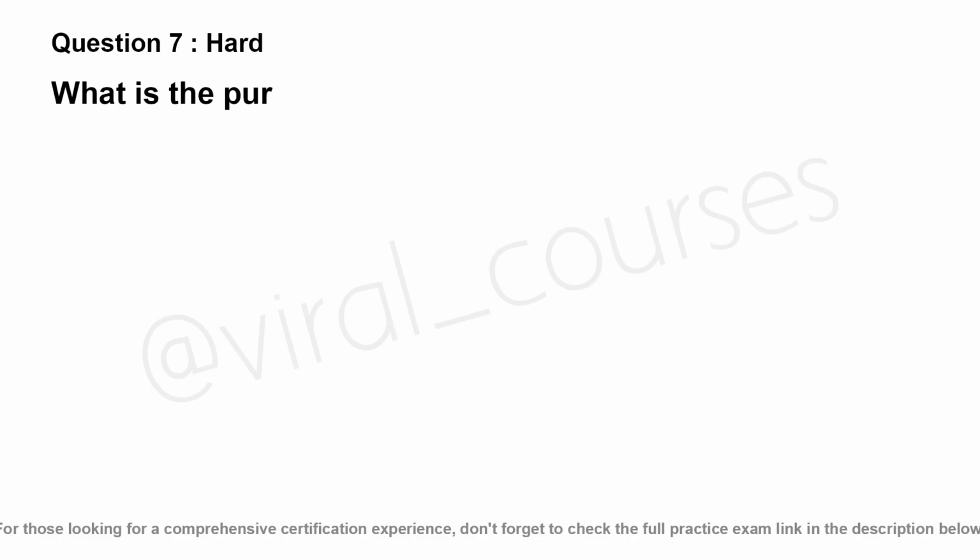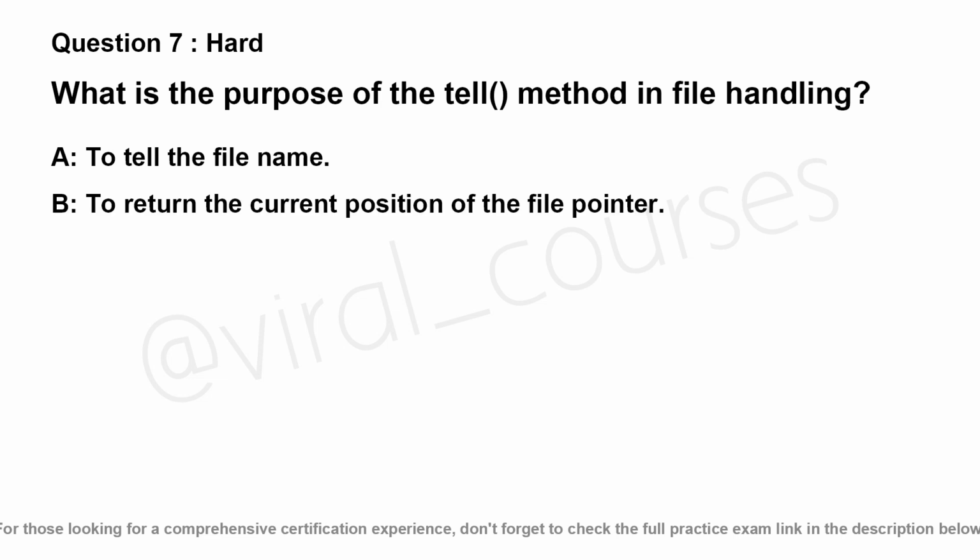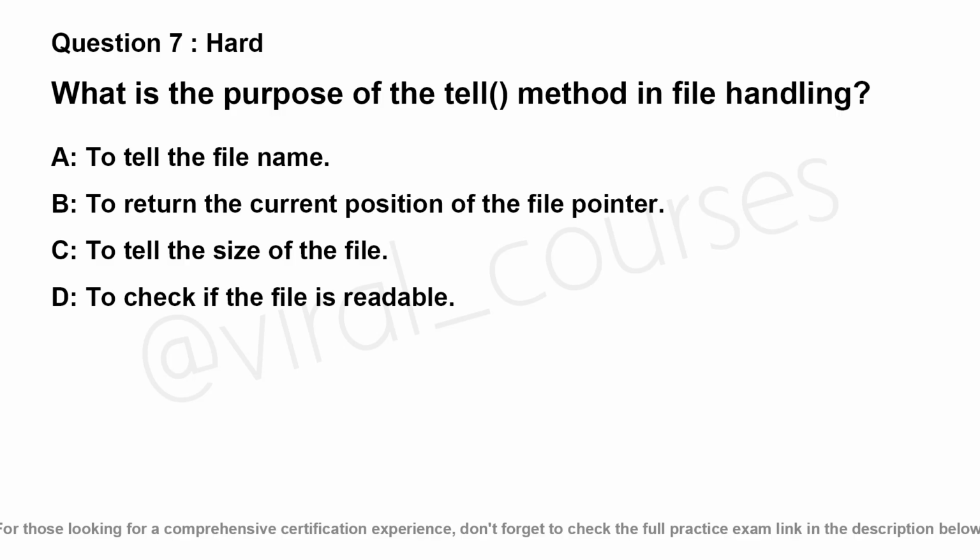What is the purpose of the tell method in file handling? Option A, to tell the file name. Option B, to return the current position of the file pointer. Option C, to tell the size of the file. Option D, to check if the file is readable.